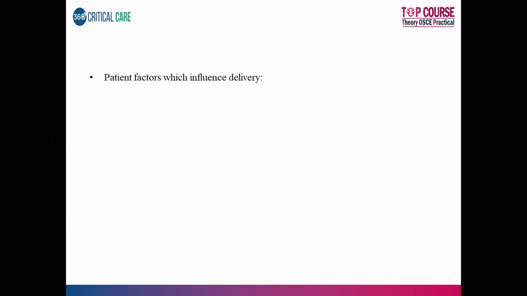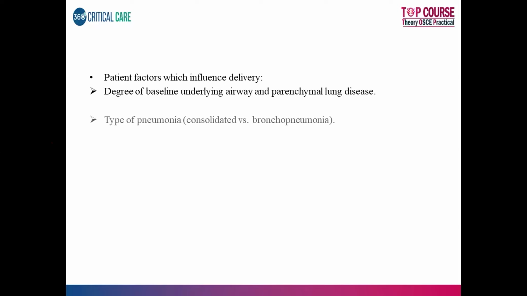Okay. Now, what are the patient factors which will influence the delivery? That is also very important. Not only the drug, the patient is also important. So, what is the degree of the baseline underlying airway and parenchymal lung disease which the patient has? Second, what is the type of pneumonia, whether it is consolidated versus bronchopneumonia? And importantly, how do you deliver it? The tidal volume used and the mode of mechanical ventilation and ventilator settings, especially if you're treating it for VAP.